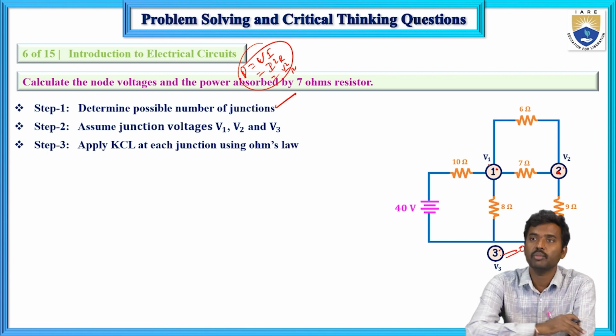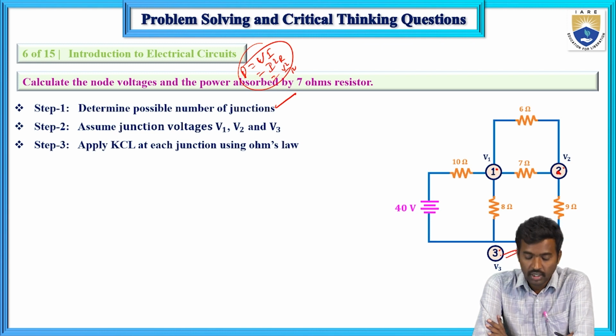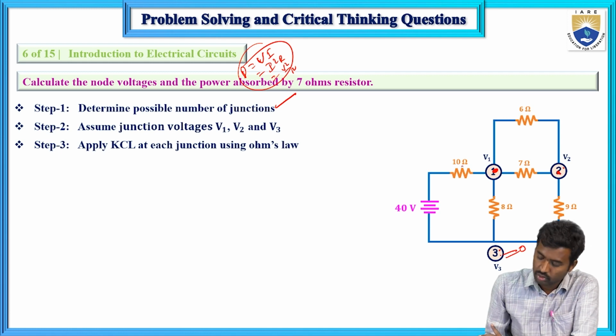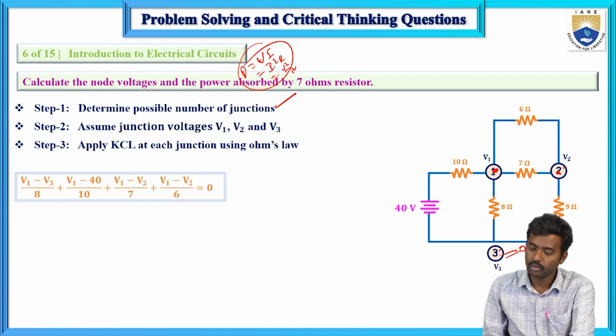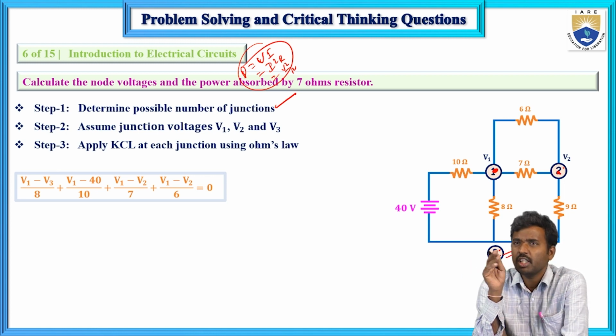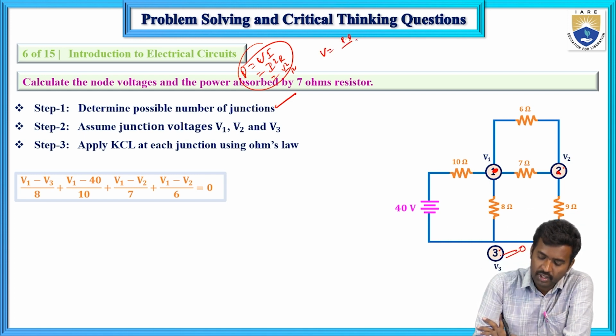What is meant by KCL? The algebraic sum of currents at a node equals 0, or the sum of entering currents equals the sum of leaving currents at a node. So now we apply KCL at node 1. Current equals potential difference divided by resistance, that is, V by R, where voltage means potential difference.